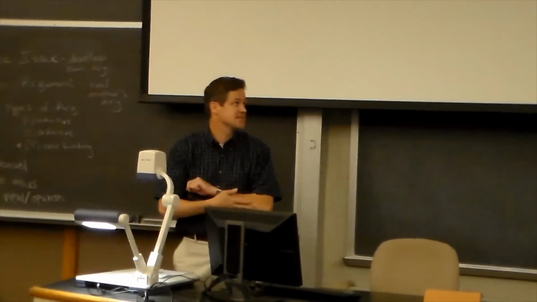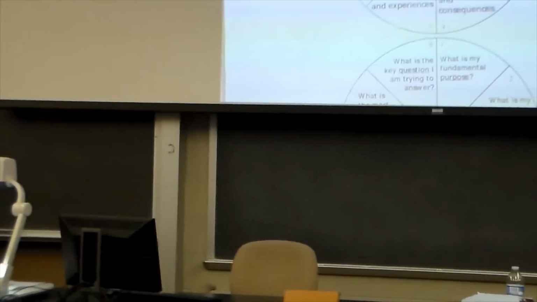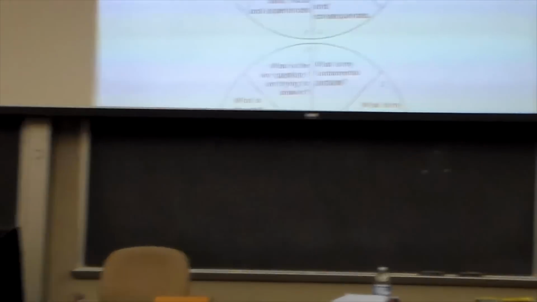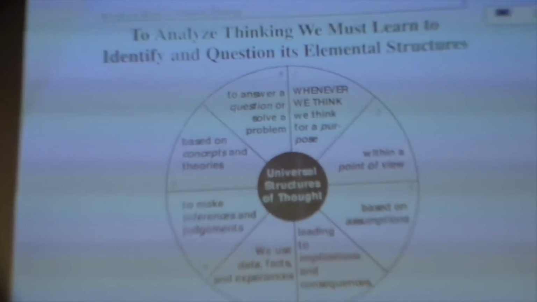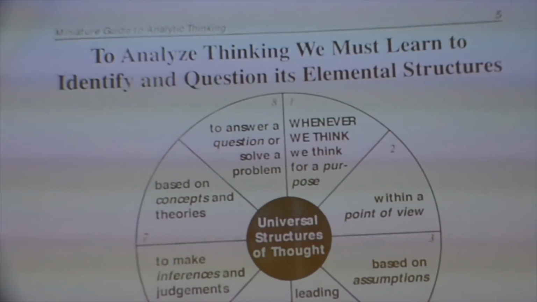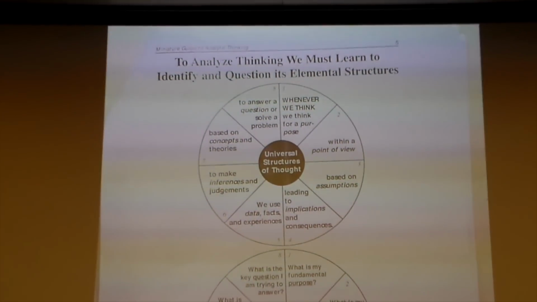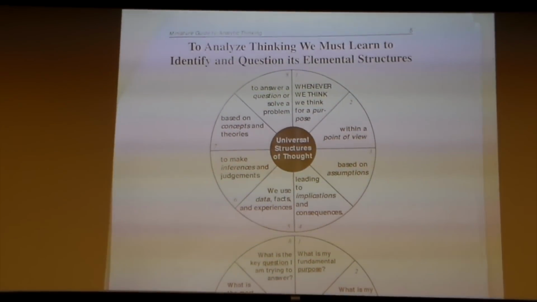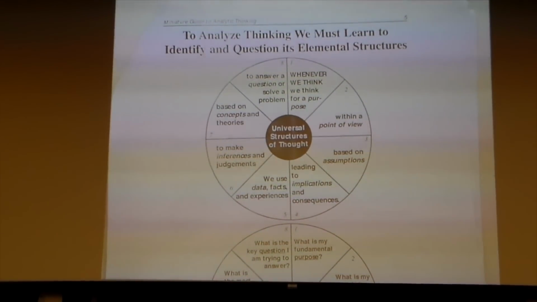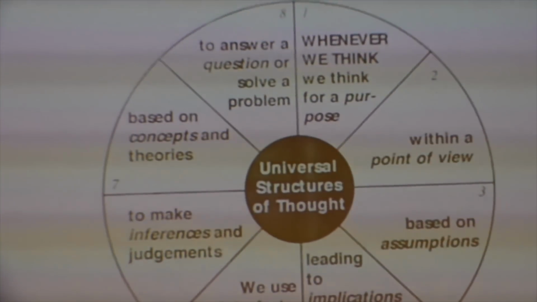Okay. So from that little handout, they have this chart, which claims to be the universal structures of thought. So it's just a graphical way to think about what's going on when you're doing this, right? And the idea is, if you can be a little more reflective on what it is they're asking you to do, you'll be able to do it better when you have to do it yourself, and you'll be able to evaluate other people's attempts to think analytically, right?